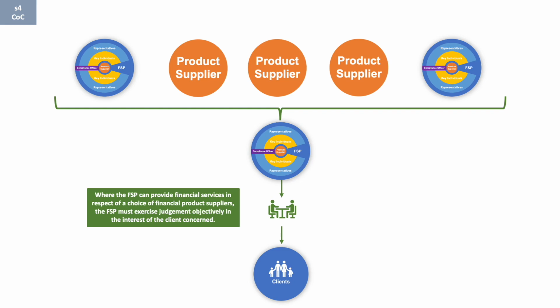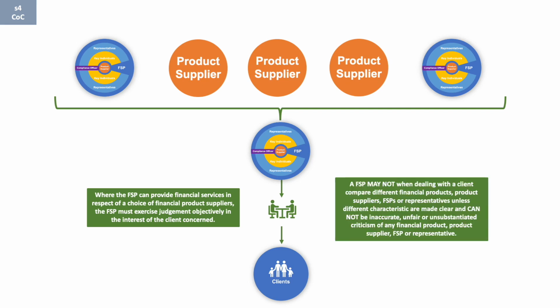The FSP must exercise judgment objectively in the interest of the client concerned. This is very important. As we can see from this section, we as the FSP want to inform and notify the client of the FSP's relationships with product suppliers in order to ensure objectivity is maintained and that the interest of the client is always maintained.